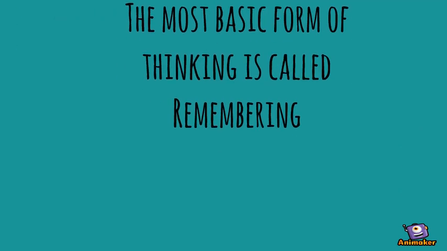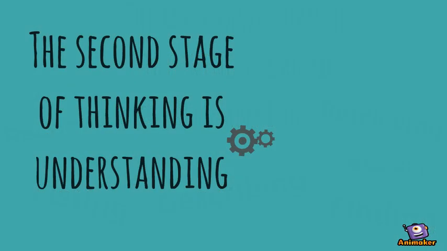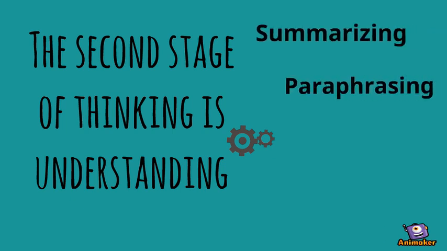The most basic form of thinking is called remembering, which is when the student has to recall information. Some of the actions used are recognizing, listing, describing, retrieving, naming, and finding. Understanding involves explaining ideas or concepts. It can involve summarizing, paraphrasing, classifying, and explaining.